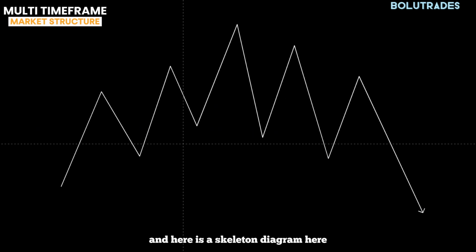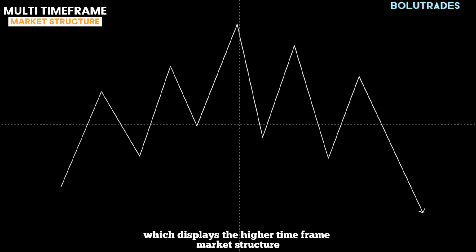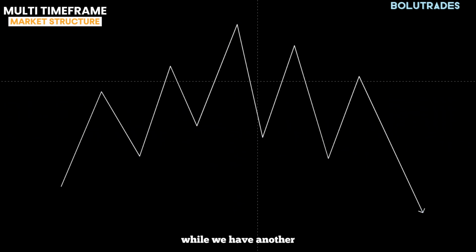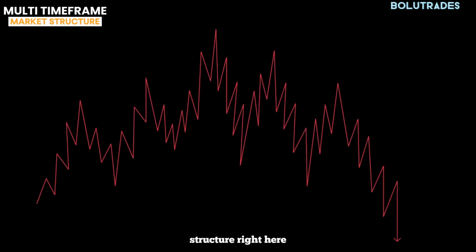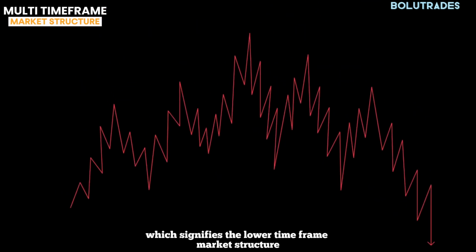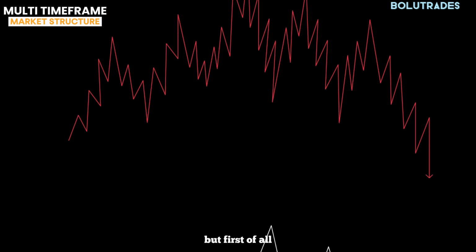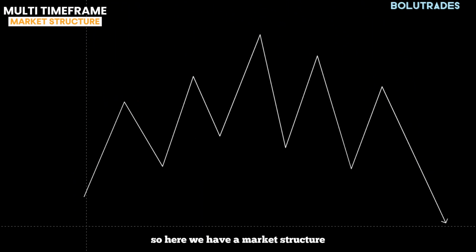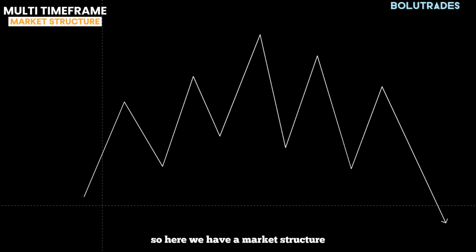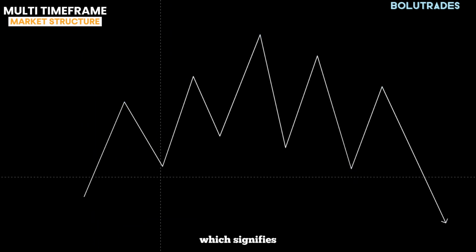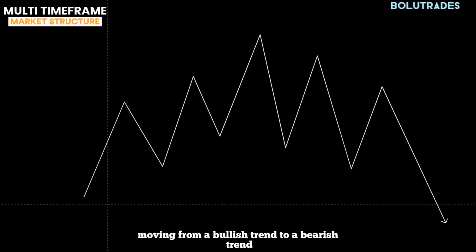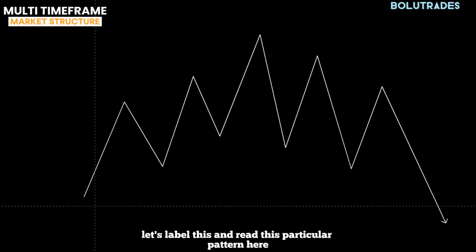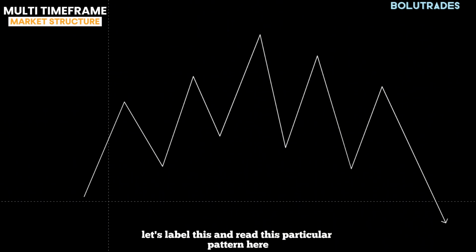Here is a skeletal diagram which displays the higher time frame market structure, while we have another structure right here which signifies the lower time frame market structure. But first of all, let's read market structure on the higher time frame. Here we have a market structure which signifies moving from a bullish trend to a bearish trend. So let's label and read this particular pattern.